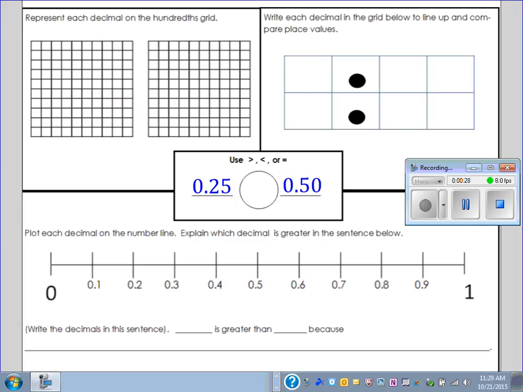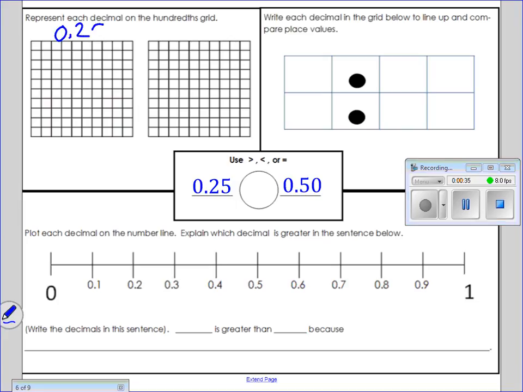What do you notice about our grids? Julio. Look how each individual little square would be 100. Oh, so these are hundredths grids. There are 100 here. So 25 hundredths, I'm going to write the fraction. That would mean I'm going to shade in 25 out of 100.